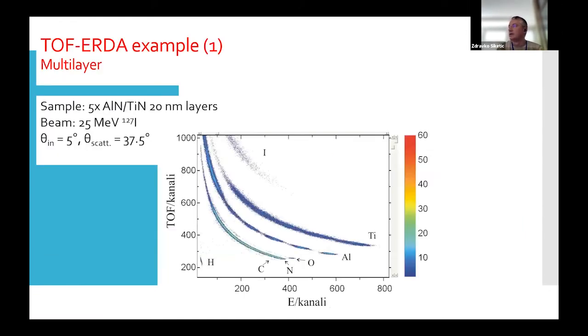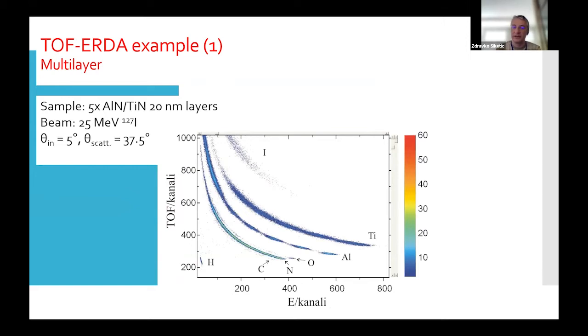And now I have two examples of time-of-flight ERD. First is the analysis of a multilayer. It's a sample consisting of 5 multilayers of aluminum nitride and titanium nitride, with a thickness of 20 nanometers. For this experiment, we used a 25 MeV iodine beam. We used an incidence angle of 5 degrees towards the sample surface.